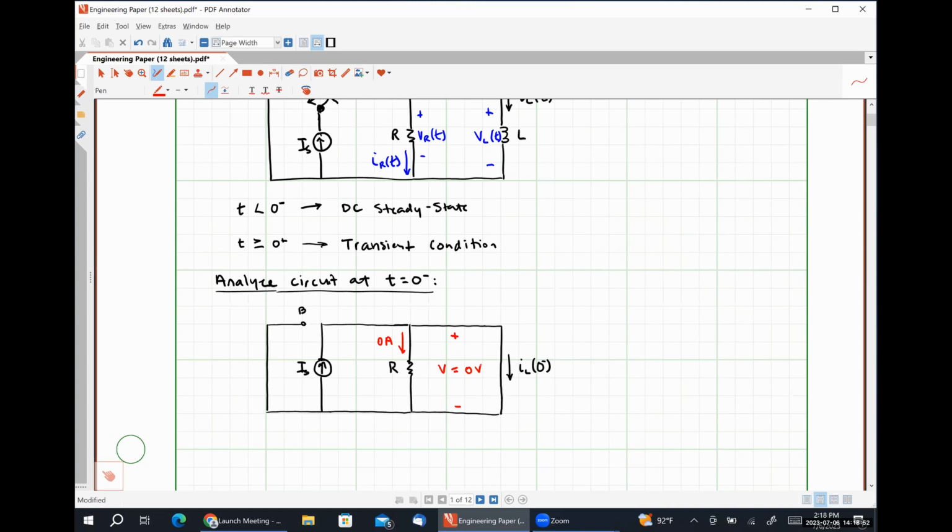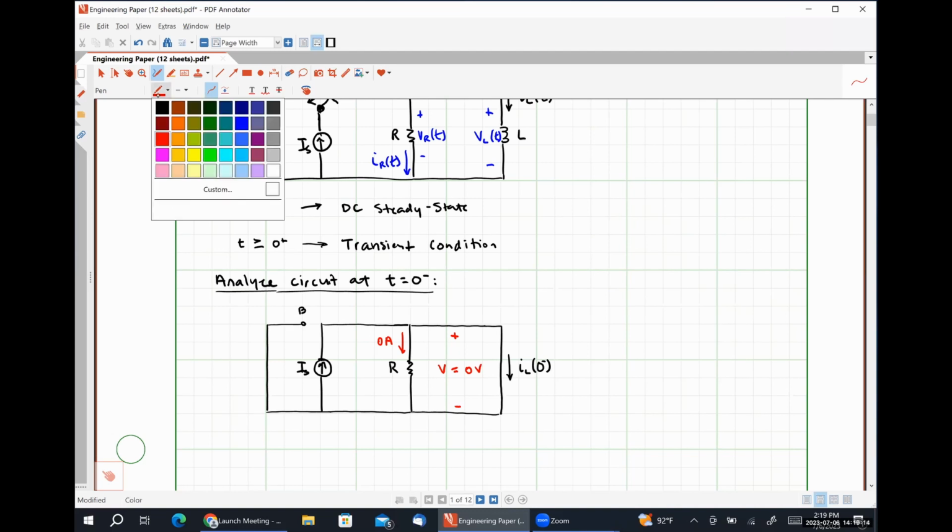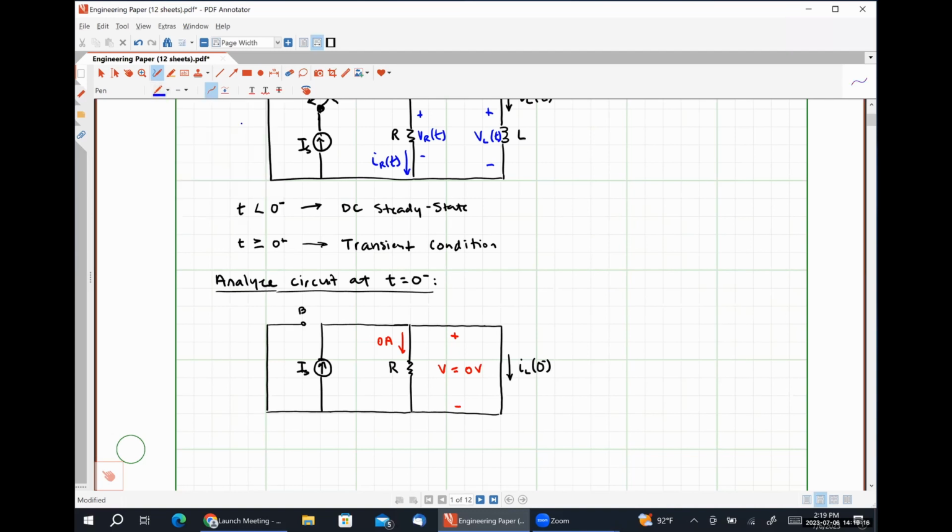So with that understanding, what's the current flowing through the inductor, which is a short circuit at DC steady state? Would it be zero, right? Zero? I disagree. Okay. So we have this current IS. It's going to flow up from this current source, and then it's going to flow to the right because that's the only path that it has.